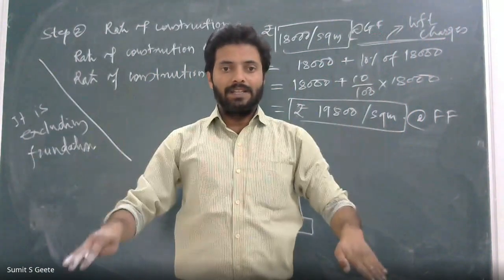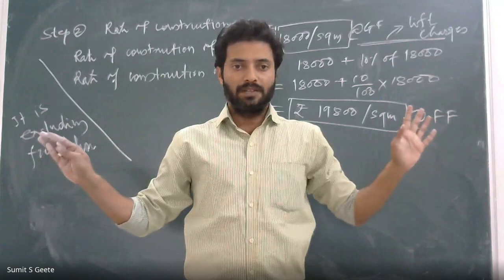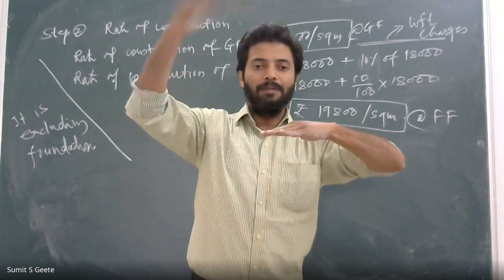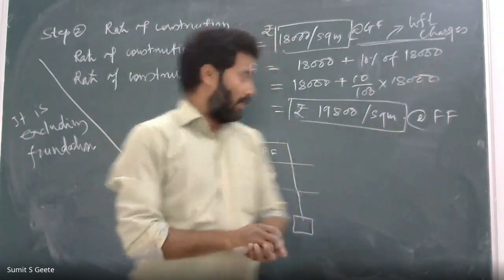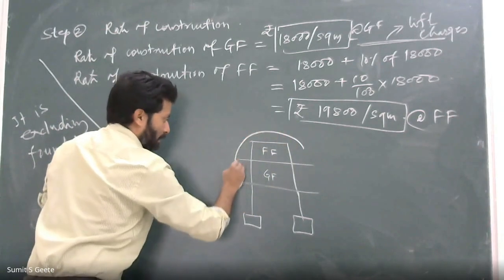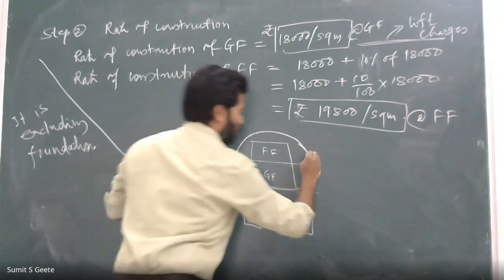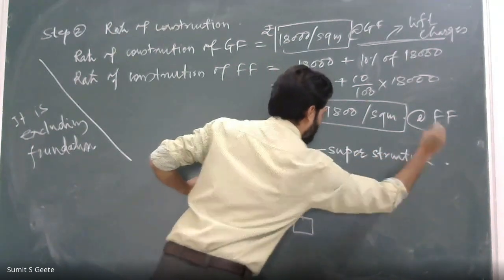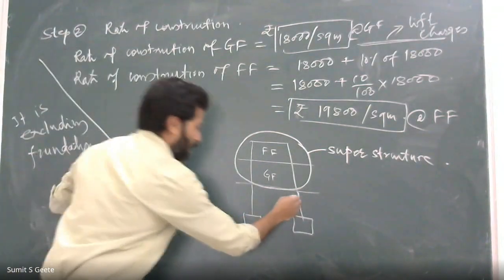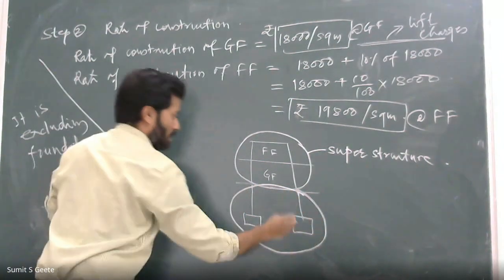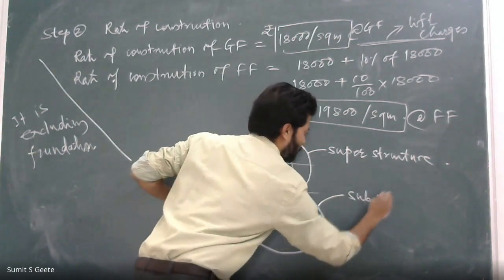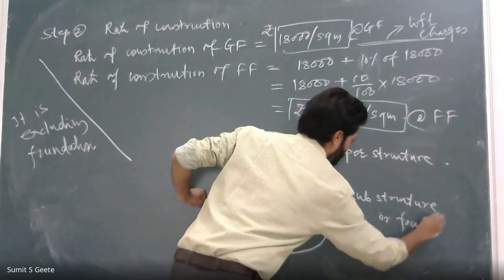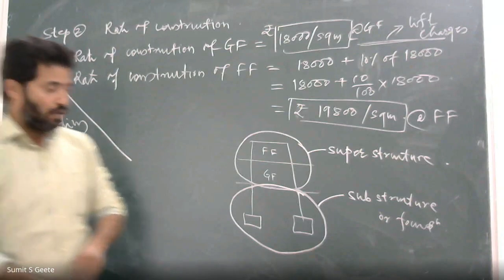Means जमीन लेवल के नीचे जो part रहता है उस part को हम लोग substructure बोलते हैं. And whatever building element is above the ground line or above the plinth level, that part we call superstructure. This part is called superstructure, and this part, that is the foundation part, is called substructure or foundation.